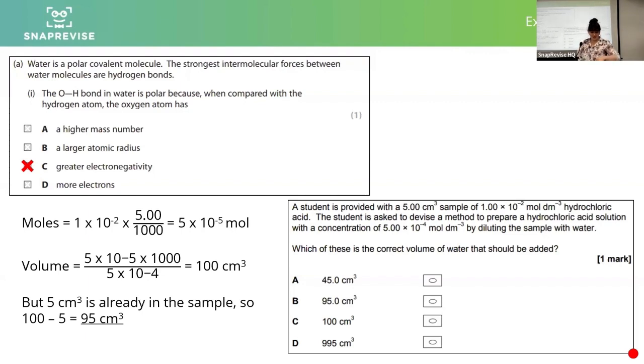Interestingly, because I can see that the concentration is going from 1 times 10 to the minus 2 to 5 times 10 to the minus 4, in my head, I can see that we need to get it to 100 centimeters cubed. So in my head, I can visualize that. But if you can't, that's absolutely fine. You can just do it using C1V1 equals C2V2, or work out how many moles you start with. You need that many moles to end with. You've been given a concentration, so you can work out the volume. So have I got a dot there? Yes. So that's the answer for that one, B.